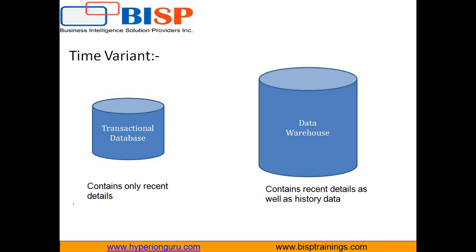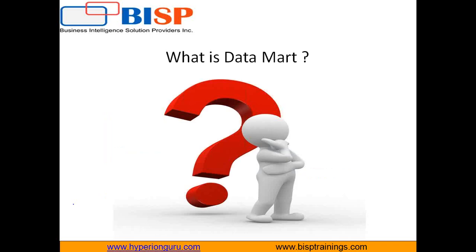So that's why most industries move their transactional database into a separate one, so that it will not impact the query performance. So this is the difference between a transactional database and a data warehouse. I think this clarifies why it is called time variant. Let's go to the next slide.